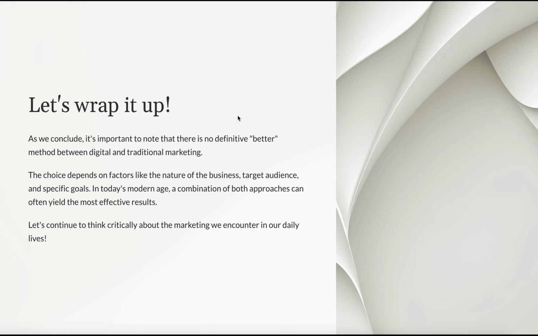And to wrap things up, as we conclude, it's important to note that there is no definitive better method between digital and traditional marketing, though I can argue that digital marketing is moving towards the better method. As of right now, lots of companies incorporate both. This choice is going to depend on factors like the nature of the business, the target audience, and your specific goals. But for the purposes of this course, I want you to understand that in this modern age a combination approach might be the most effective approach because it could give the most effective yielded results.